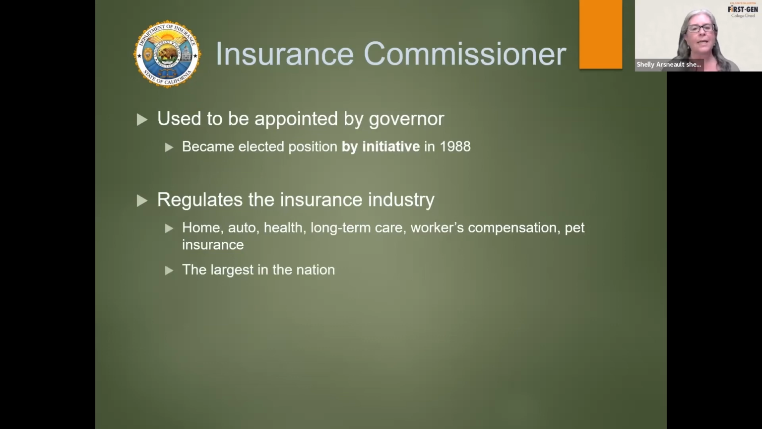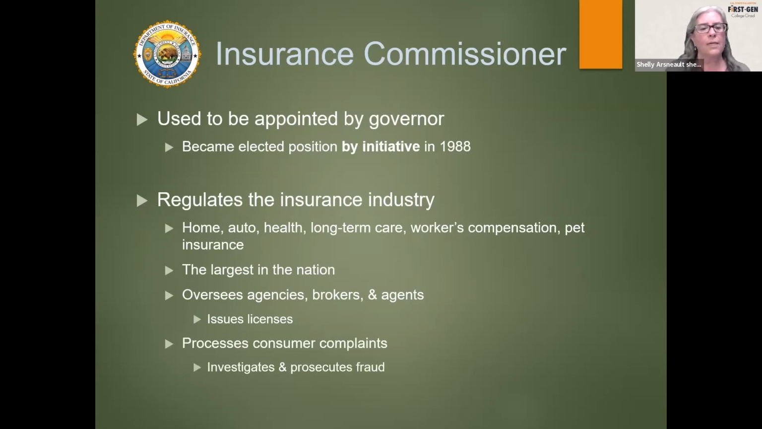Obviously, and not surprisingly, it is the largest insurance industry in the country, because it's the largest state. Other things along the lines of what the insurance commissioner does: oversees the agencies, the brokers, and the agents in the industry, issues their licenses and things like that. So that's sort of on the industry side. And then on the consumer side, processes all the consumer complaints, investigates fraud, and prosecutes instances of fraud when consumers are ripped off by the insurance industry.